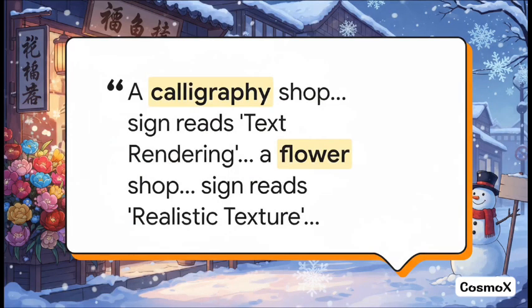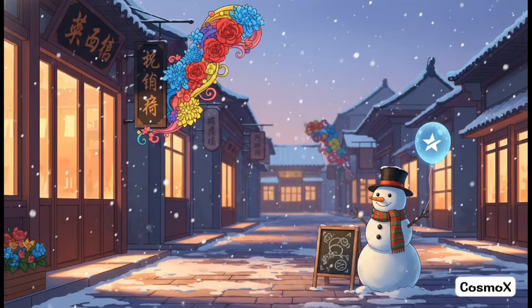To really show you what I mean, let's look at one last, incredibly detailed prompt. It's describing a winter street scene in Beijing, and it's specifying everything. A calligraphy shop, a flower shop with a sign made out of flowers, and a snowman in the middle holding a sign to announce the model's release. And here it is, the result.